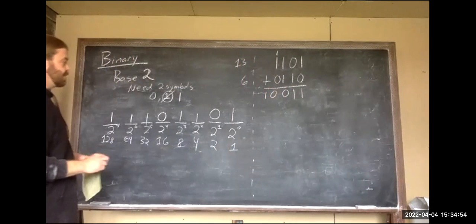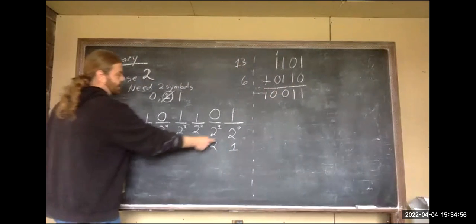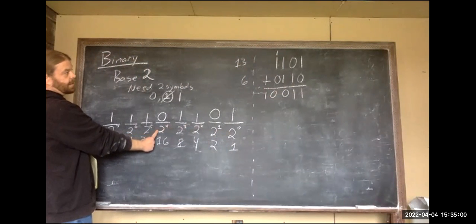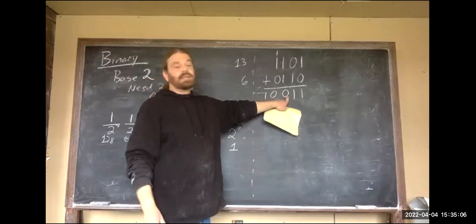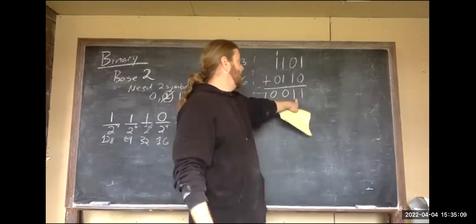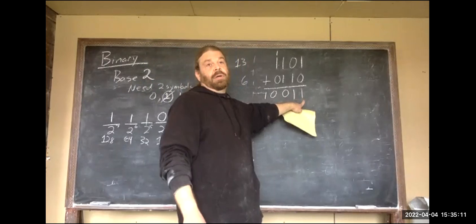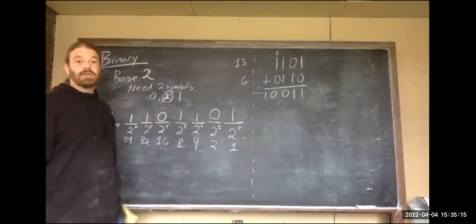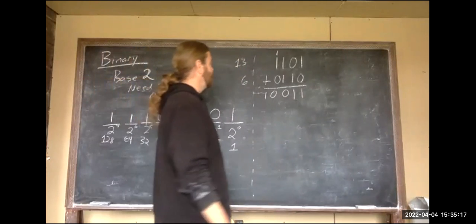So now if we check this, we have 5 bits: 1, 2, 3, 4, 5. So that's a 2 to the 4th column. So it looks like we have a 16. We don't have any 8s. We don't have any 4s. So we have a 2 and a 1. So 16 plus 3 would give us a 19. So it looks like the adding checked out.